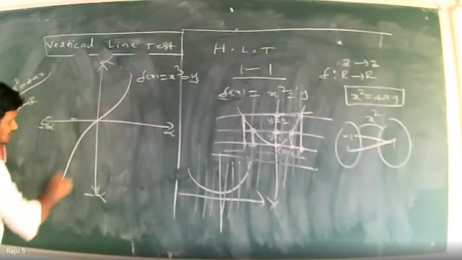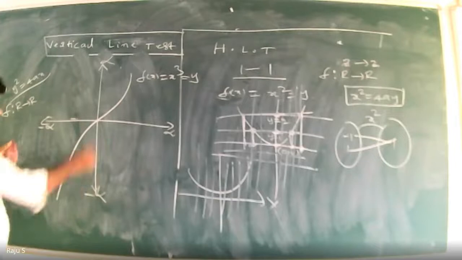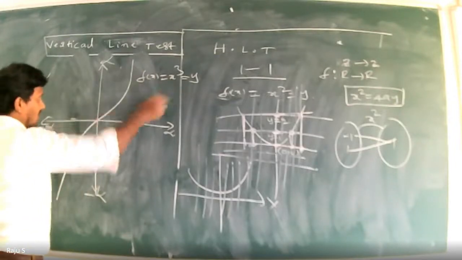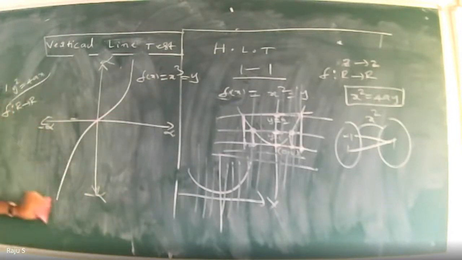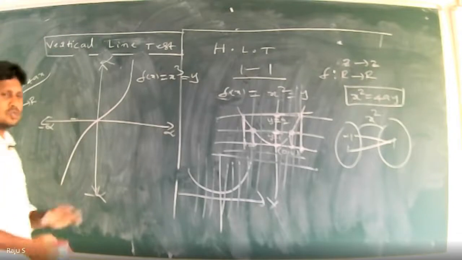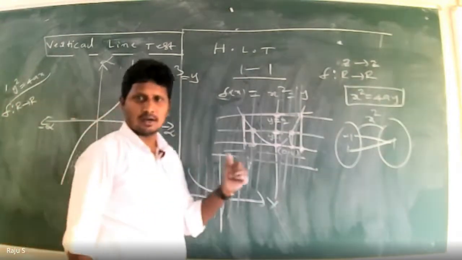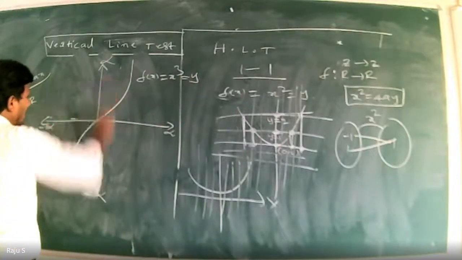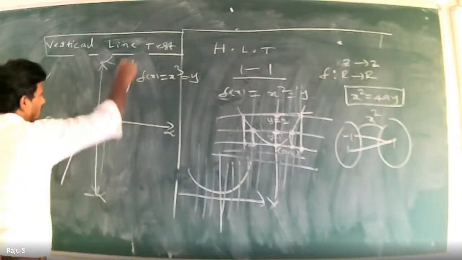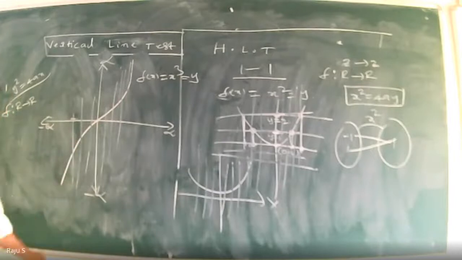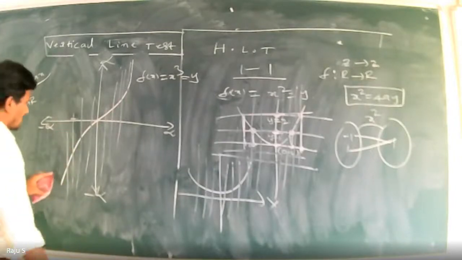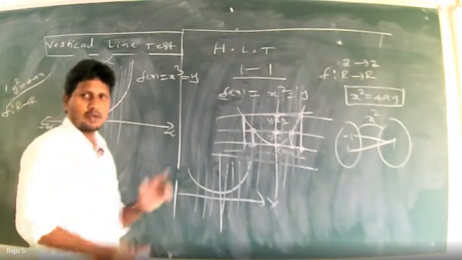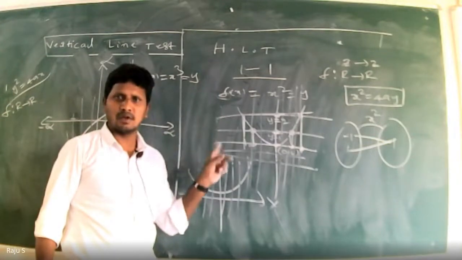The graph is like this. This is the graph of y is equal to x cube. Now you can see here. First, I want to check whether it is a function or not. To check the function, apply the vertical line test. Yeah, draw the vertical line. Each and every line can meet the given curve at only at most 1 point, maximum at 1 point.